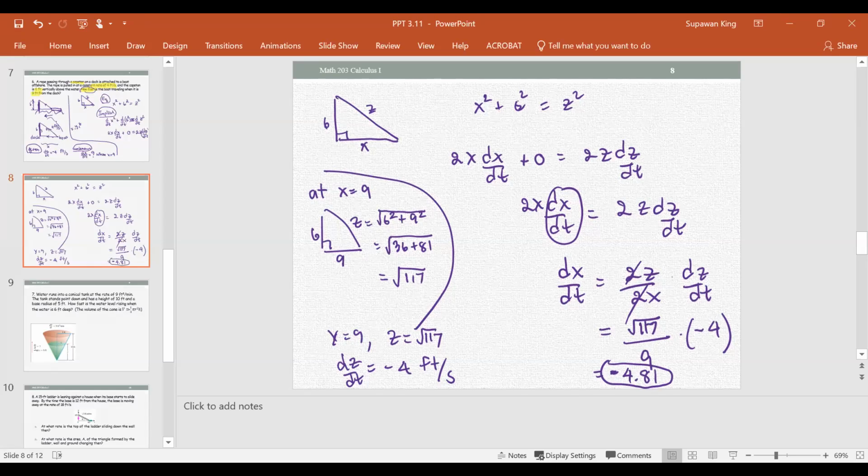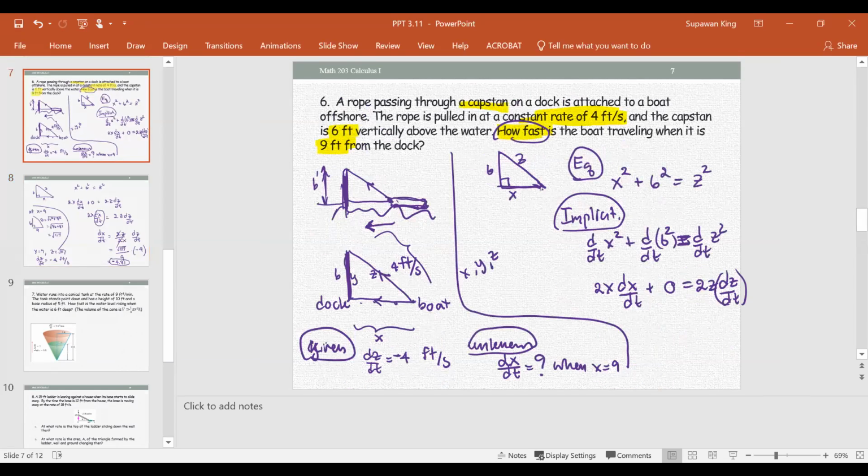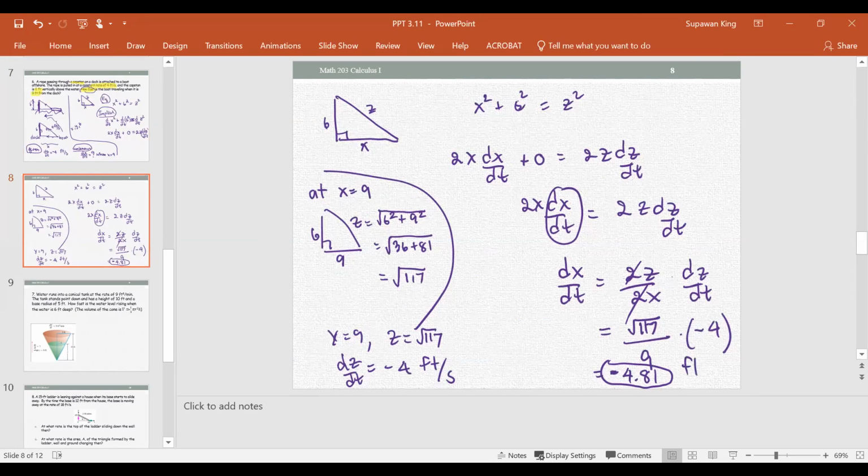And the unit of x per unit of time: from the problem, the unit of x, the distance, is in feet and the time is in seconds. So it's going to be feet per second. The negative sign means the rate is decreasing, so decreasing, okay, or coming toward the dock.